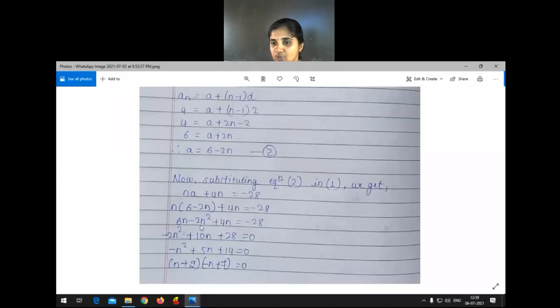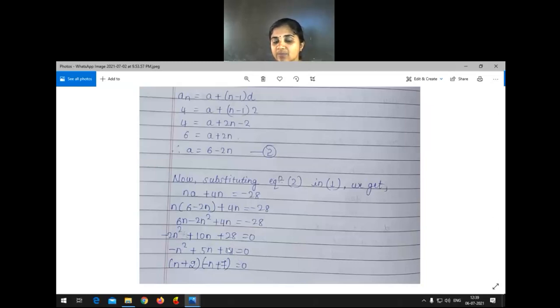Now, arrangement: minus 2n square first. 6n plus 4n is 10n. 10n minus 28 transferred to this side becomes plus 28 is equal to 0. This side is 0. Now, 2, 10, 28. In that, 2 is a common factor, so the complete equation is divided by 2. Then we get n square minus 5n minus 14 is equal to 0.